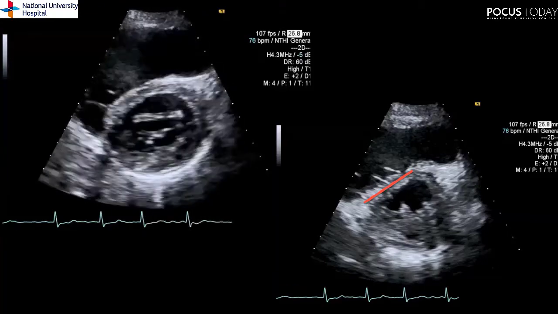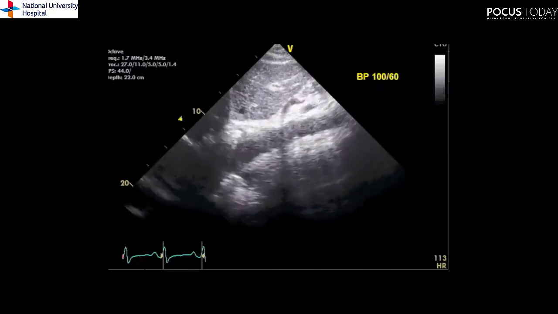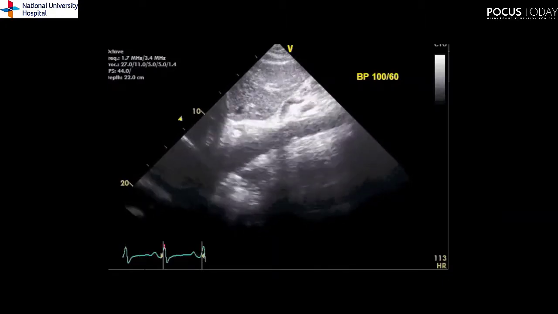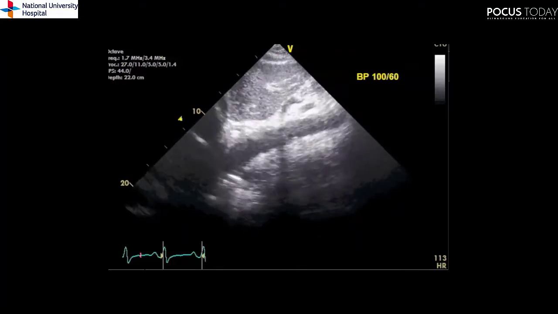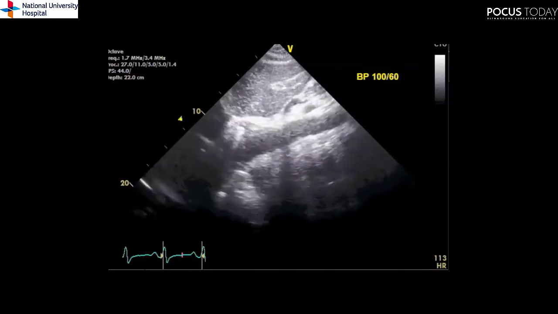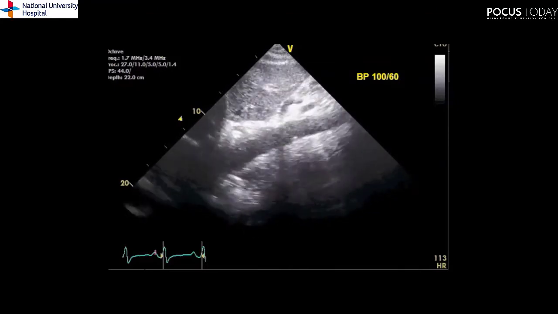Other signs seen in acute RV afterload increase include plethora of the IVC and decreased respiratory variability of the inferior vena cava. This is seen here. The IVC appears full, and there is no change in caliber with respiration.